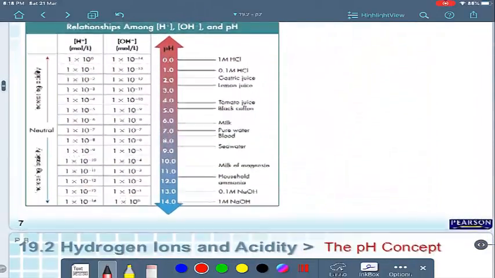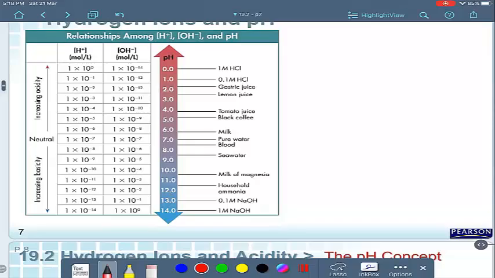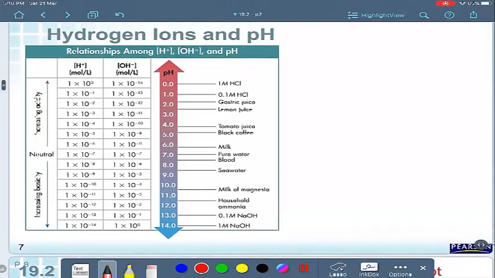We have many substances we are using in our life that have pHs, acidic or basic. Look, if the H+ concentration is 1 times 10 to the power of negative 1, it means pH is 1. If it's 1 times 10 to the power of negative 6, it means pH 6, and so on. I told you that before. And let's talk about pH.